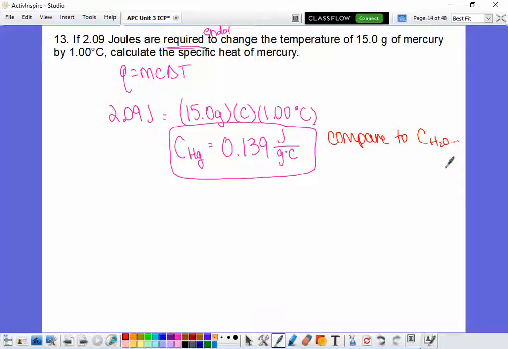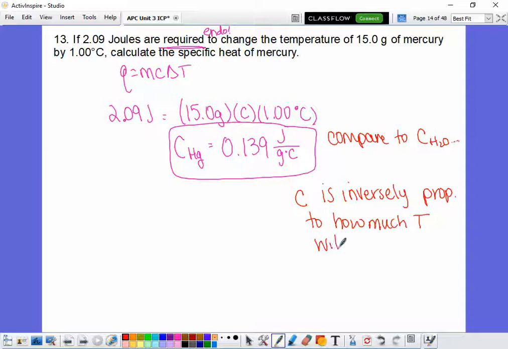Okay. All right, so what I wanted to say here is C is inversely proportional to how much temperature will change.